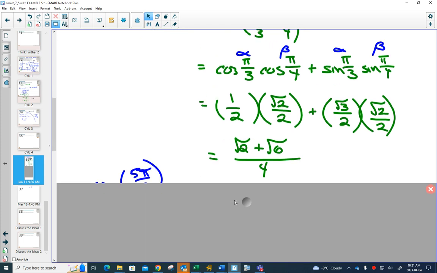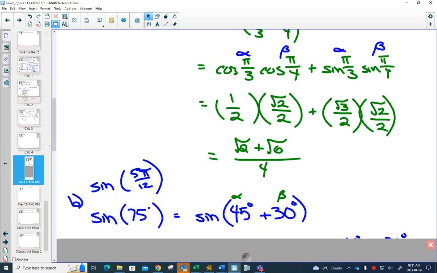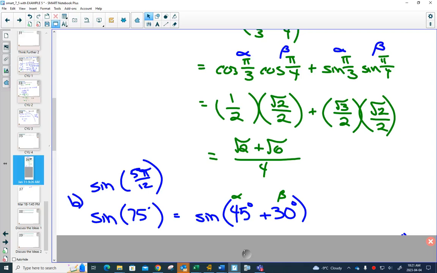So part B was to figure out sine of 75 degrees. And right above it, I just converted 75 degrees, which happens to be 5 pi over 12. So 75 degrees is a pi over 12 question. But we can do these questions in degrees just as easily as we can do them in radians.